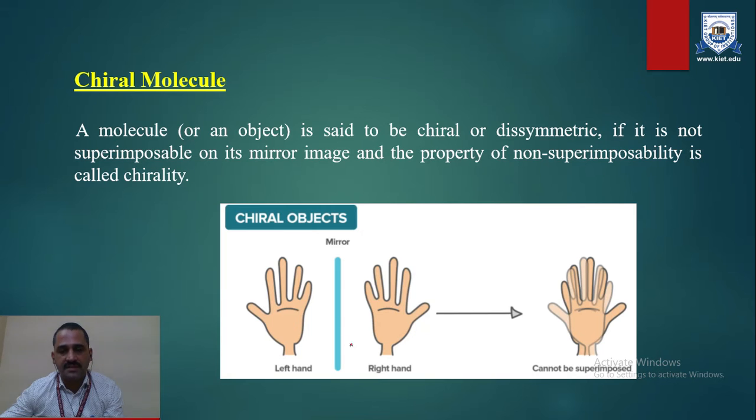We can understand that with the help of this example. Here we are showing the left hand of the human body as well as the right hand, or we can say the mirror is showing the mirror image of the left hand, which appears in the form of a right hand. But once we overlap this left hand on this right hand, it will not superimpose on each other, meaning both hands will not equally cover each other. The same condition applies to the molecule.